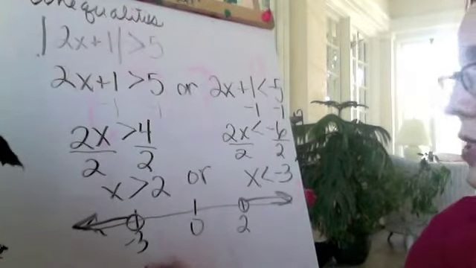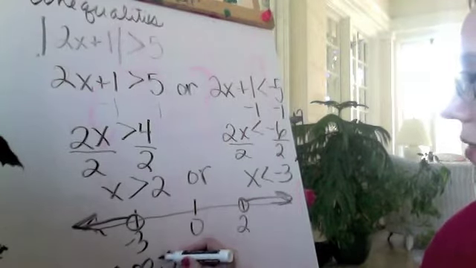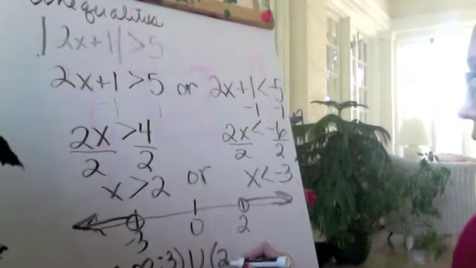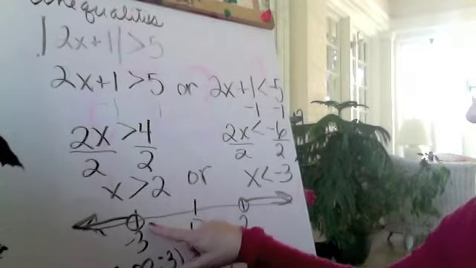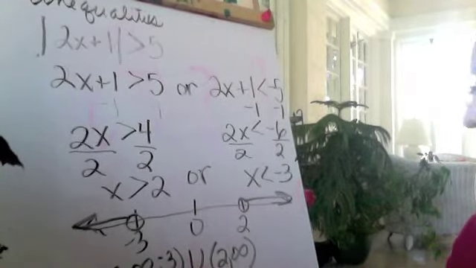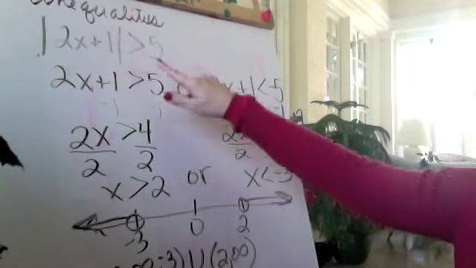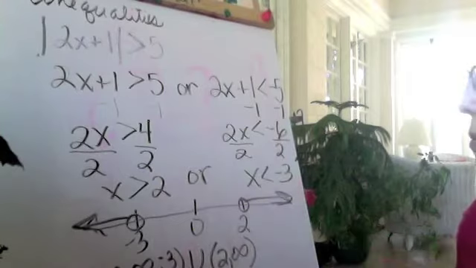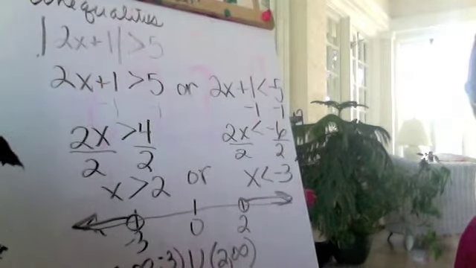So our solution goes from negative infinity up to negative 3, or from 2 up to positive infinity. Using the parentheses on the infinity signs. Since it's not equal to, I'm using a parenthesis. This is my or symbol. Looks like a U. And so if it's the greater than, I use the or. My solution is going to be anywhere that the graph is drawn. I've written it out here.